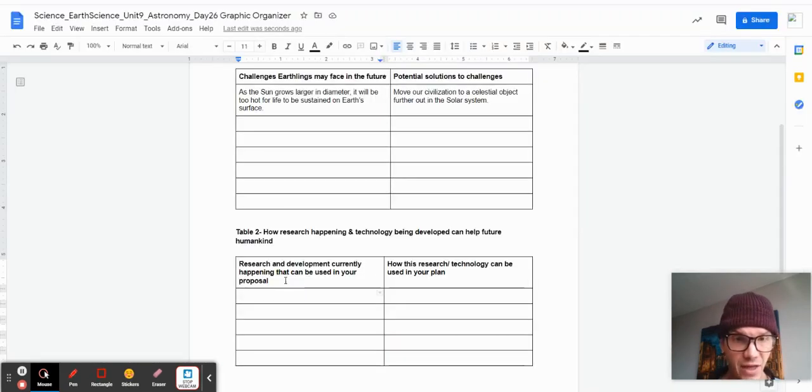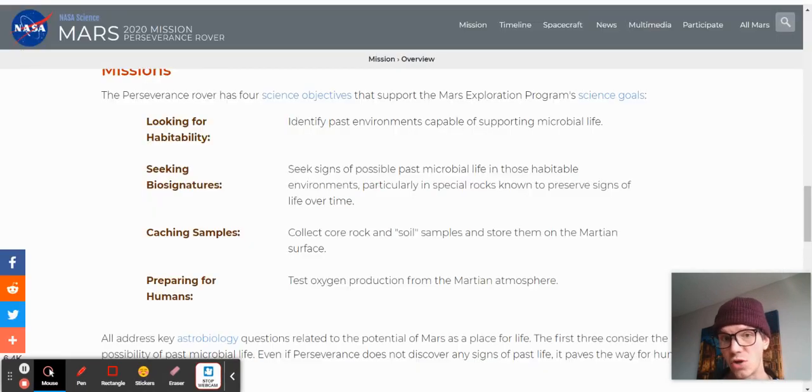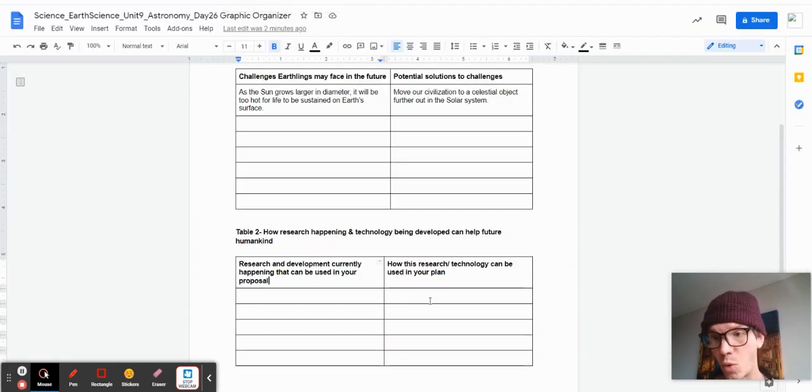So if you're trying to think of research and technologies that we're currently working on that could potentially help us later on maybe colonize a celestial object further out, a good place to start looking would be the space mission that we're doing right now on another planet. Some of the things that they're doing is finding ways to create oxygen, finding ways to create a habitat in which humans can live, not necessarily just in a spacesuit. So a lot of cool, interesting things that you can search and find, and you can plug into this graphic organizer just to organize your thoughts and help you out.